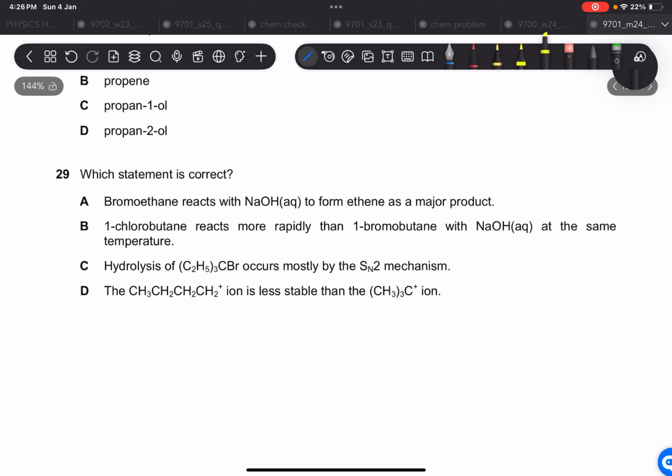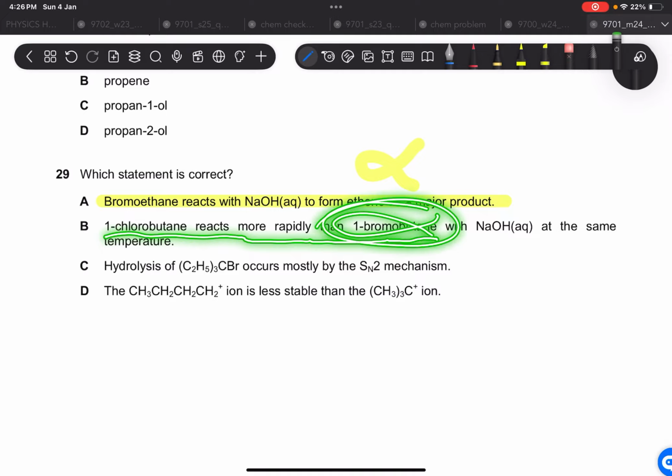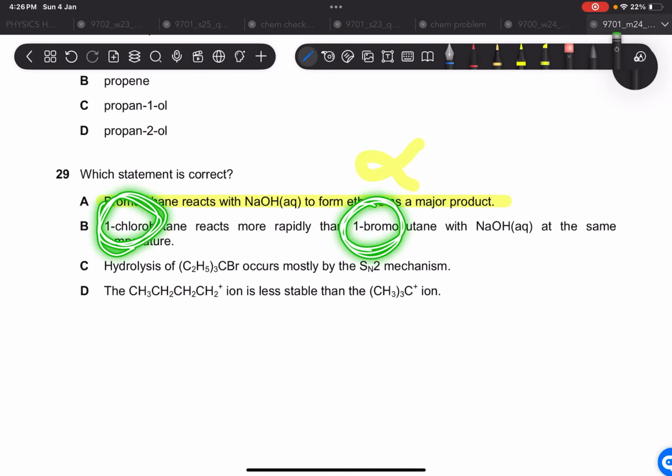Which statement is correct? Bromoethane reacts with NaOH to form ethene as a major product. Bromoethane reacts with NaOH. It was not ethene. We're going to form an alcohol. It's going to be ethanol. So, incorrect. Next statement. 1-chlorobutane reacts more rapidly than 1-bromobutane. No. 1-bromobutane is going to react more rapidly because, you know, the bromine-carbon bond is weaker. The chlorine-carbon bond is stronger, so it's going to take more time to break. But the bromine-carbon bond is going to break easily. So this is more reactive, which makes option 2 incorrect as well.